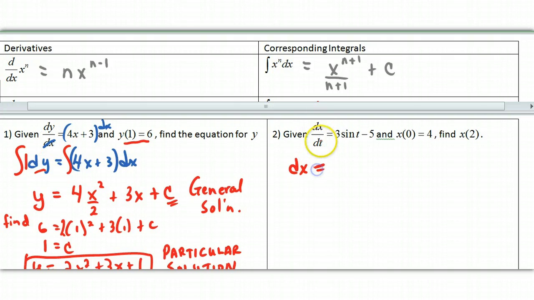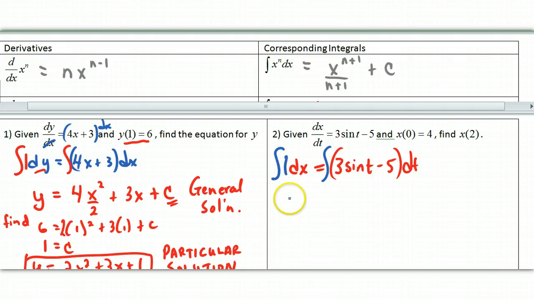I'm going to do the same thing. I'm going to take this dt and multiply it by the other side. So if I have 3 sine of t minus 5, I cover this up and multiply by dt. So when I integrate both sides, you say there's nothing here. I say there is something there. What's the antiderivative of 1? So I get x, and this is x of t. So this is a position function.